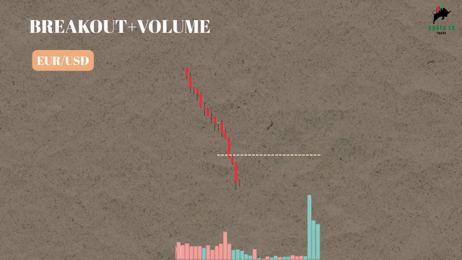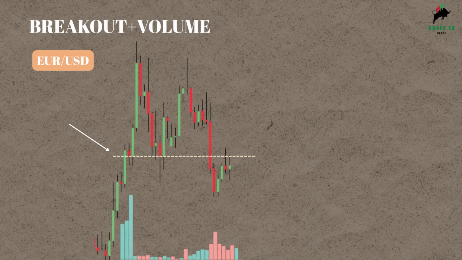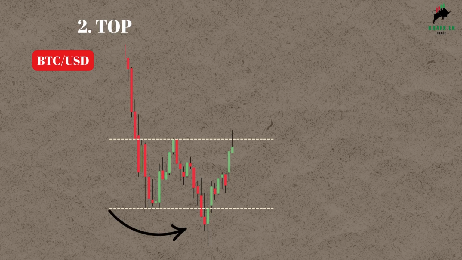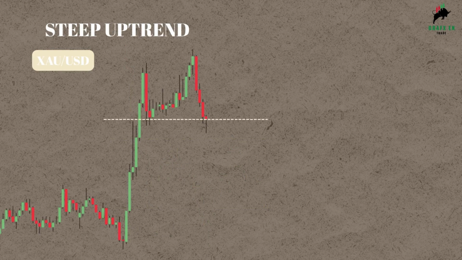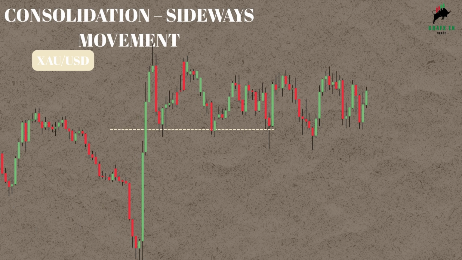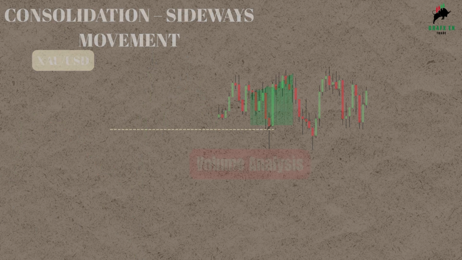Possible scenarios. Price breaks the neckline with rising volume: strong reversal signal. Price breaks the neckline with weak volume: risk of false breakout. Second top surpasses the first: pattern may fail, trend continues. If the prior trend was too steep, the double top may be unreliable and needs extra confirmation. In consolidation, sideways markets, patterns often give false signals, so always seek confirmation.